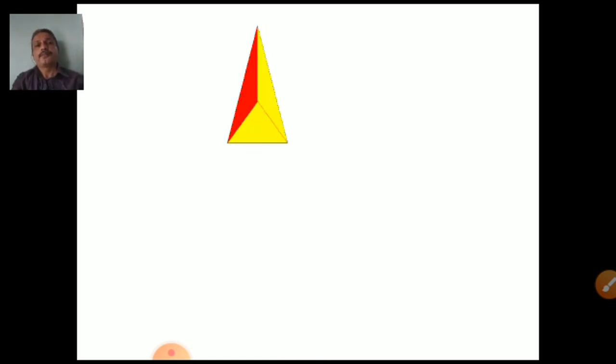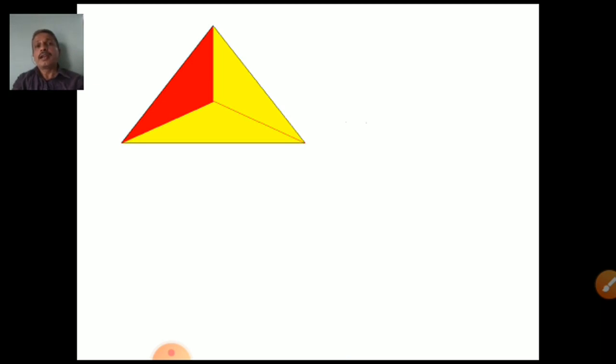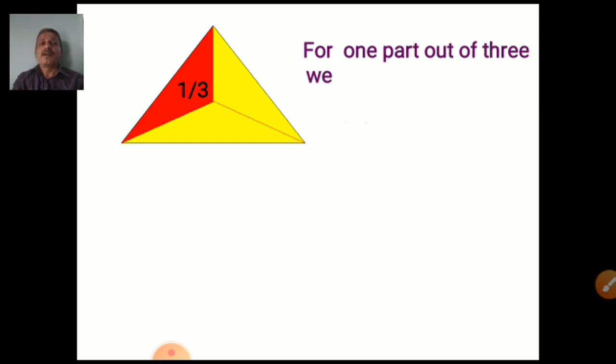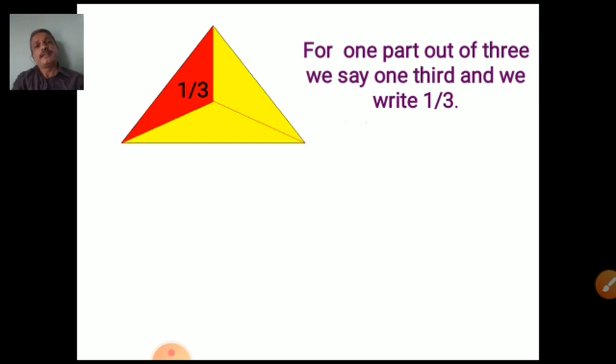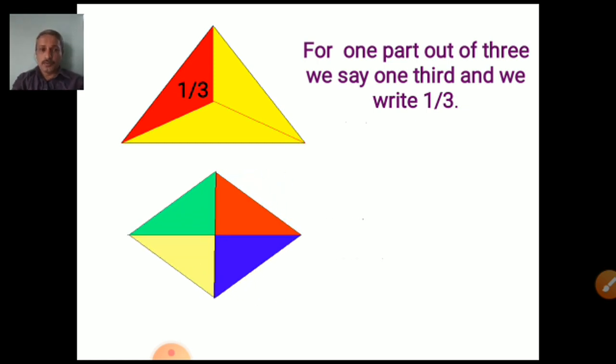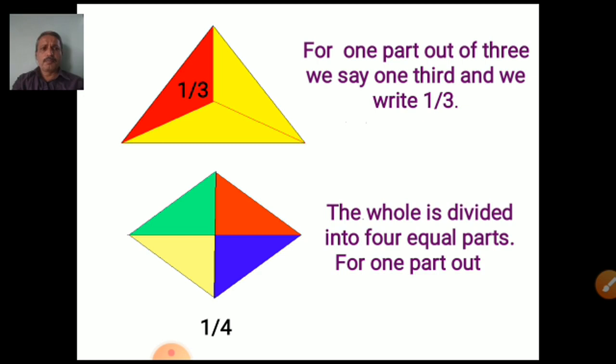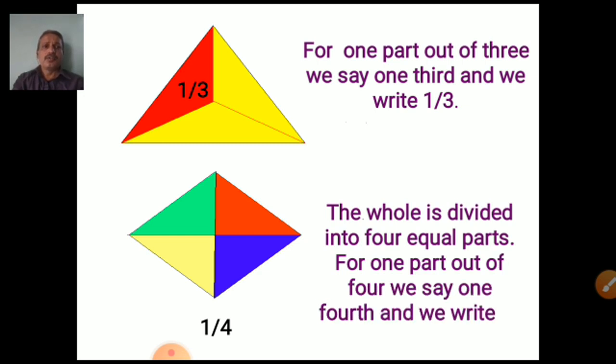Good. Now you have a little more idea regarding the triangle, samosa. Yes, I understood. So each will get 1 upon 3. For one part out of 3, we say 1/3, or we can say 1 upon 3, and it is written as 1 by 3. The colorful picture shows you and clarifies your doubts. For 4 equal parts and one part out of 4, we say 1/4 and we write 1 upon 4.